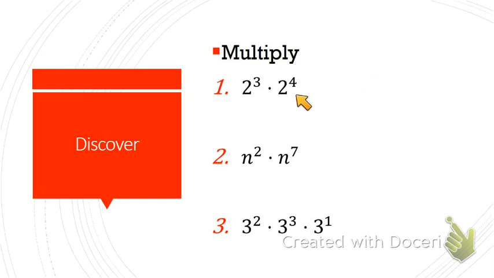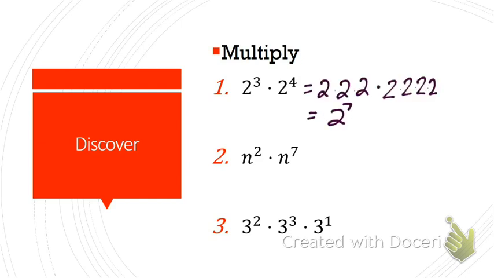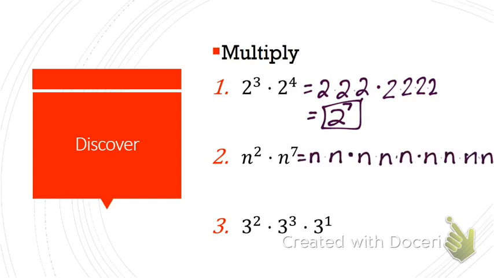Anyway, I'm going to completely write out 2 cubed is 2 times 2 times 2. 2 to the 4th is 2 times 2 times 2 times 2. And then we'll develop a rule, just like last week. So you've got really 2 to the 7th power, if I want to rewrite it. So with the n's, I can rewrite that as n to the 9th.